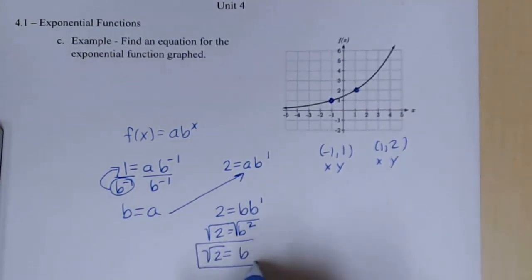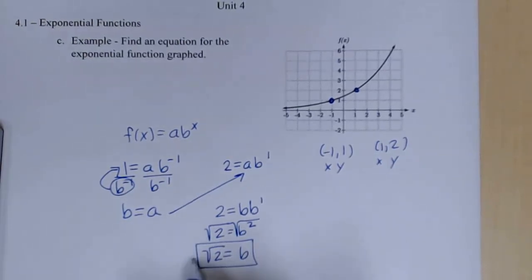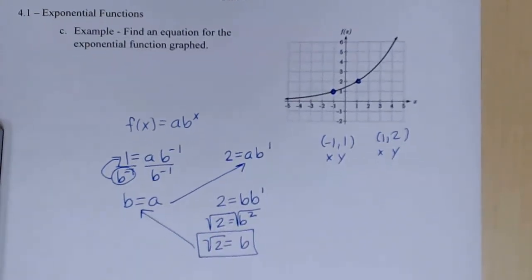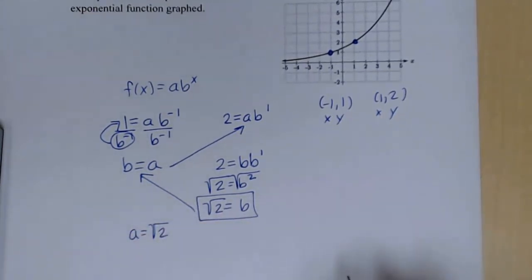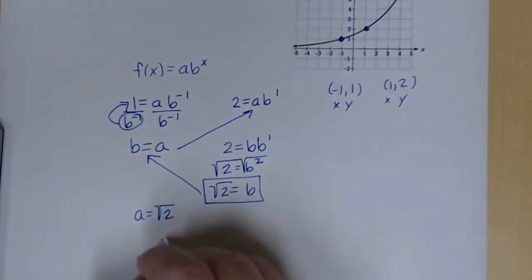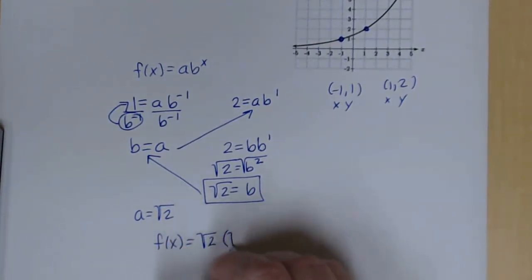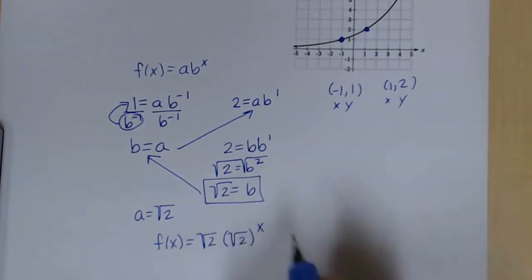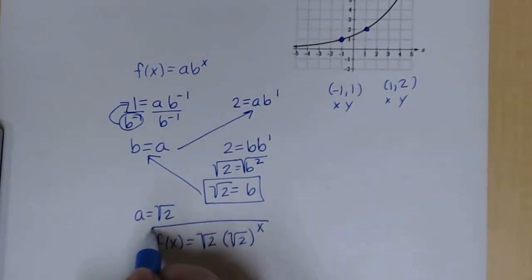Once I have that answer there, I'll say, okay, go back to over here. Well, if b is equal to the square root of 2, going back to where I made it equal to a, that means a is also equal to the square root of 2. So now I can rewrite it. f of x is equal to the square root of 2 times the square root of 2 to the x. I don't want to put these together and work with my exponents. I just want to leave it separately. And that would be my formula.